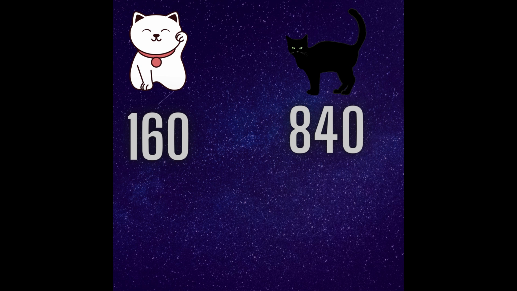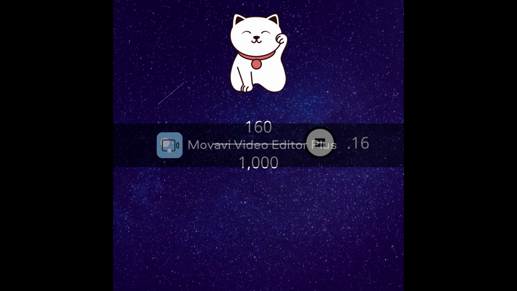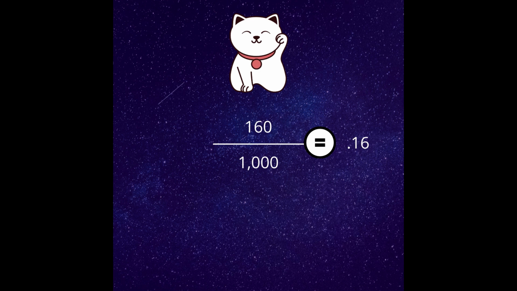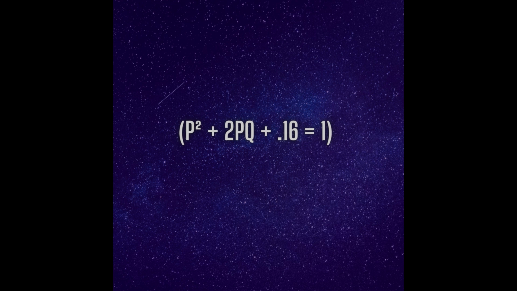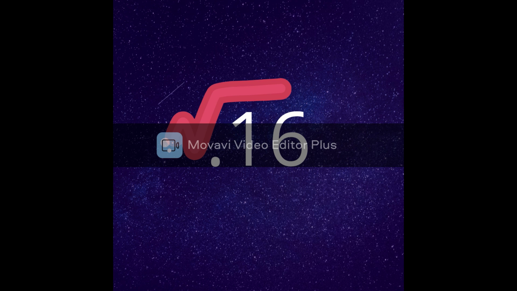First, let's try to find the frequency of white cats. To do this, we use the equation number of individuals over total population. Now let's substitute our numbers in, and it'll be 0.16. Now we plug that 0.16 back into our equation as Q squared, which is the frequency of cats with the homozygous recessive genotype. Next, we'll find Q alone by taking the square root of 0.16, and we'll end up getting 0.4.